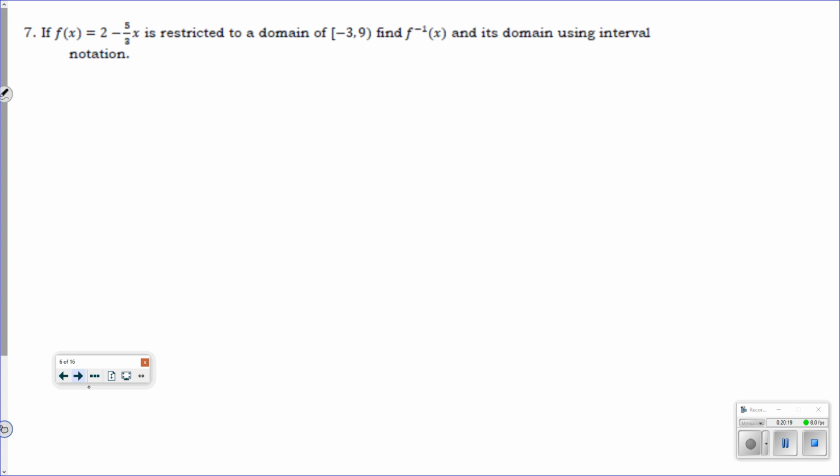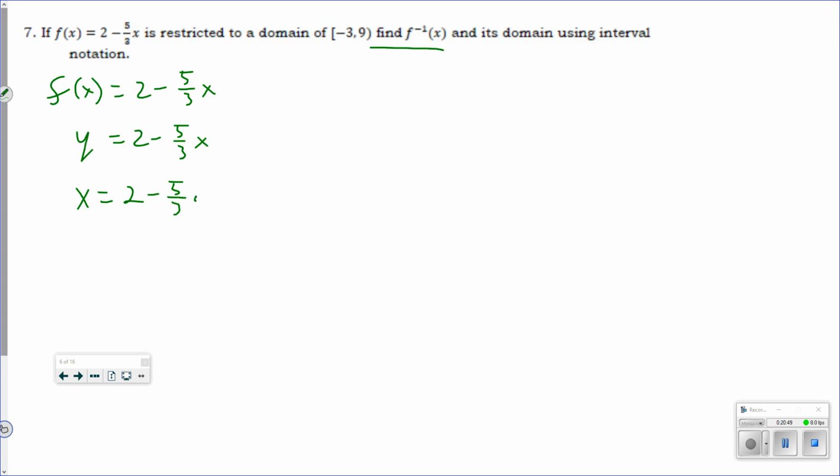All right, number 7, f of x equals 2 minus 5 over 3x restricted to a domain of [-3, 9]. Find the inverse and its domain using interval notation. It's very similar to a previous problem. We have 2 parts. Find the inverse function. We'll do that first. I'm not going to spend too much time because we did a problem just like this a little bit ago. So find the inverse. y equals 2 minus 5 over 3x. Flip them. Solve for y. We're going to multiply by the reciprocal.